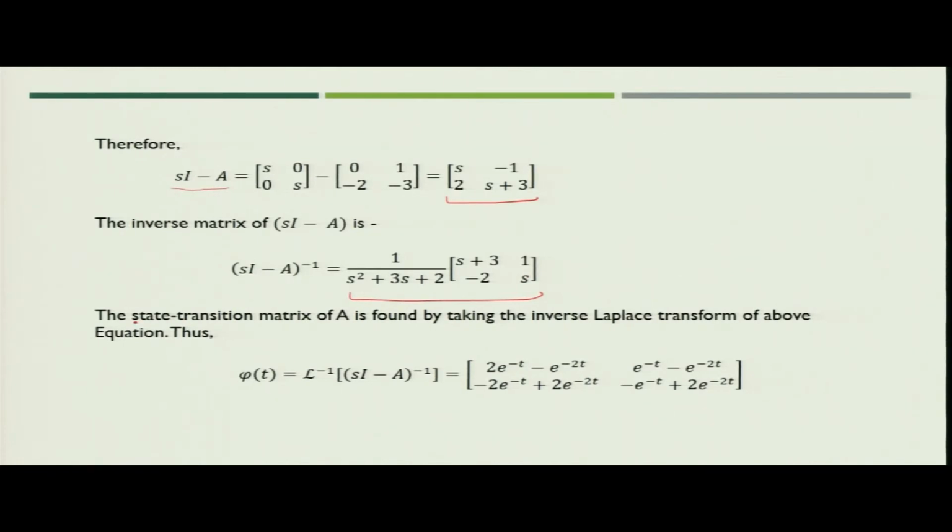Now, the state transition matrix you can find by taking the inverse Laplace transform of this. So, when you take the inverse Laplace transform, what do you get? You get the matrix having components 2 e to the power minus t minus e to the power minus 2t, then e to the power minus t minus e to the power minus 2t, third component is minus 2 e to the power minus t plus 2 e to the power minus 2t, and the fourth one is minus e to the power minus t plus 2 e to the power minus 2t. This you can simply get by taking the inverse Laplace transform of the matrix.